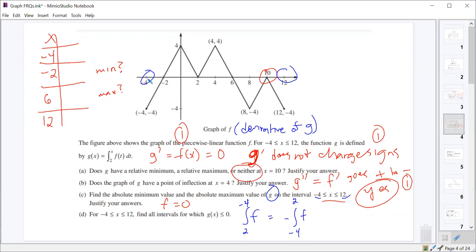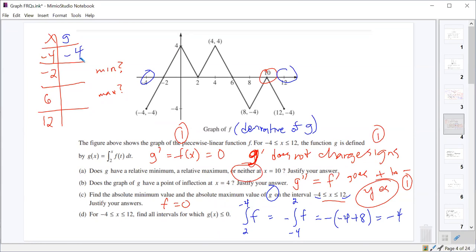And if I'm going to go from -4 to 2, well, let's see, this is a negative value. This is 1/2 base times height, so that's -4. So don't forget there's already a negative. So then -4. And then this piece up here is positive with a base of 4 and a height of 4. So 1/2 4 times 4, or positive 8. And so we end up there with -4 plus 8 is 4, but we take the opposite of it as -4. So our value of g at -4 is -4.